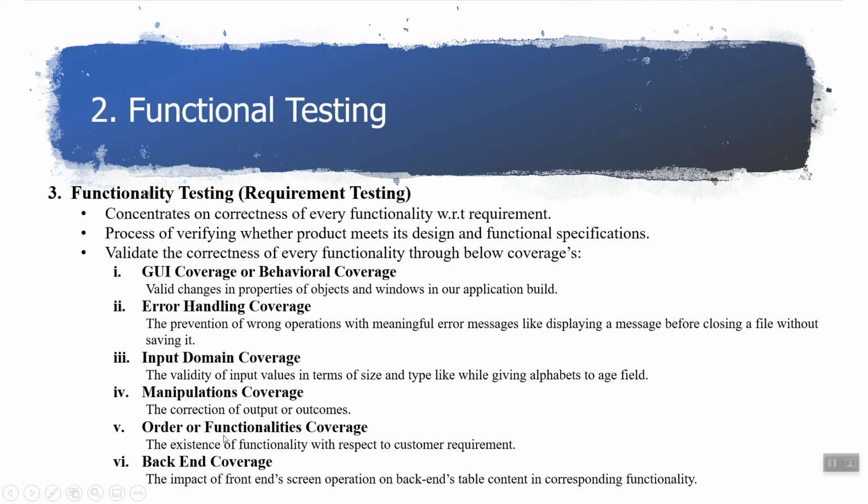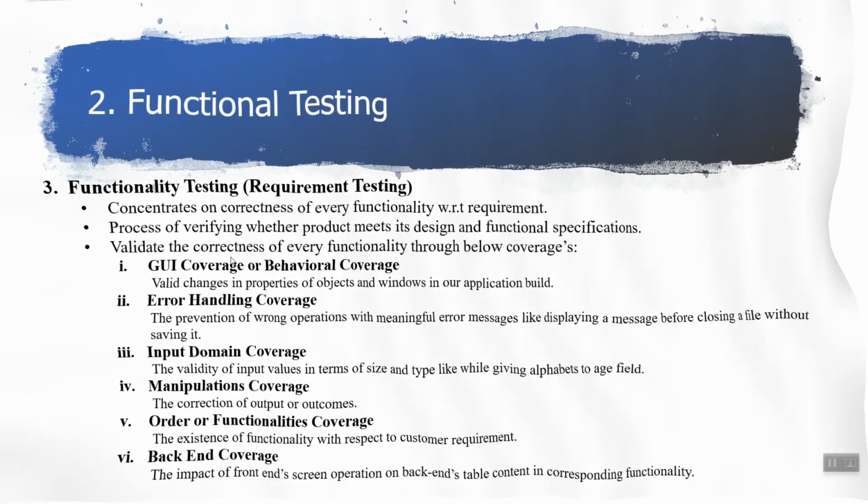The fifth one is order of functionalities coverage. Here we check the existence of functionality with respect to customer requirements. And the last one is backend coverage. Here we check the impact of front-end screen operation on backend tables contained in the corresponding functionality.